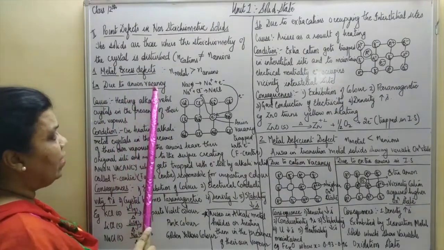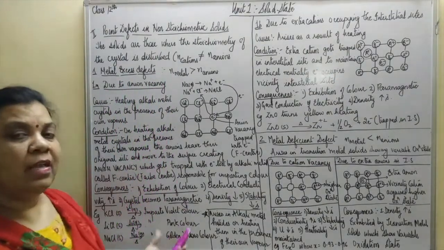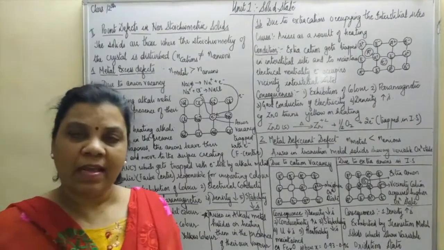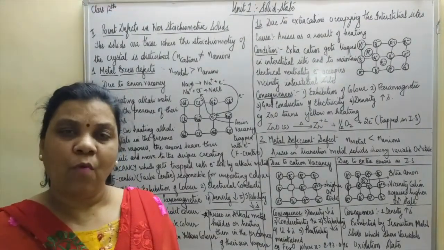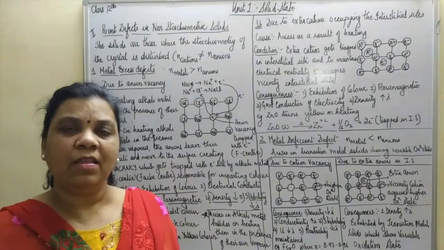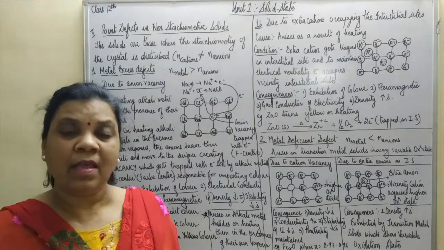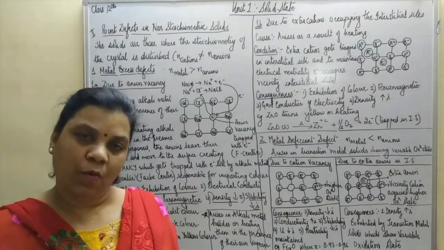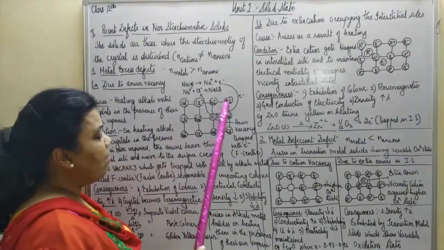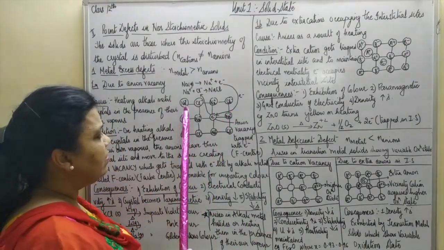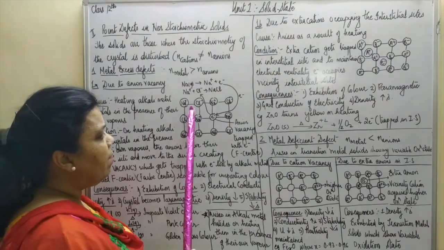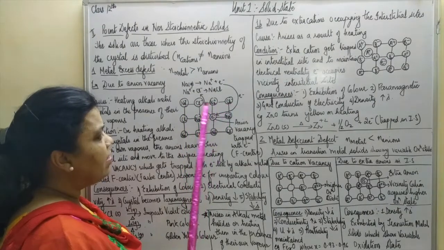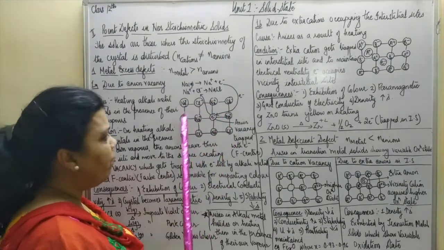Now, due to anion vacancy. Here I am going to take an example of a crystal of NaCl, which is originally white in color, but when heated in the presence of sodium vapors, it turns golden yellow. So I have taken here the example of the NaCl crystal, where you can see the oppositely charged Na+ Cl- Na+ Cl- held together by electrostatic forces.